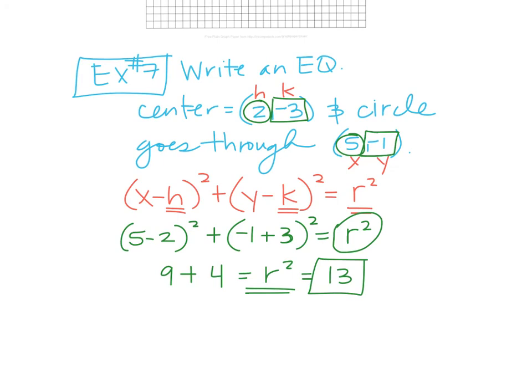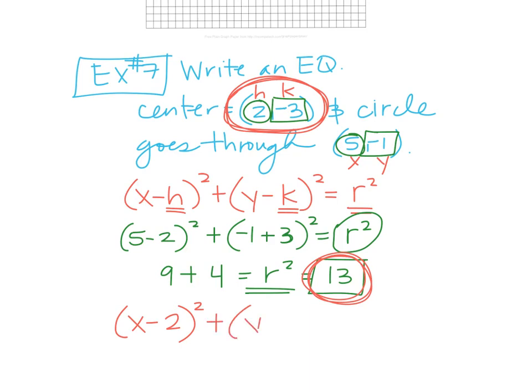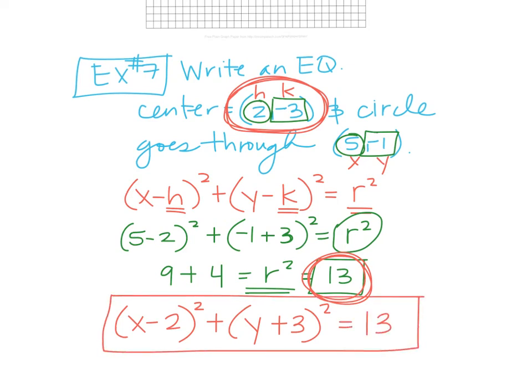So if we're gonna put this with a center of HK and an R squared of 13, it's gonna be X minus 2 squared plus Y plus 3 squared equals our radius squared, which is 13. And that is your equation. That's it.